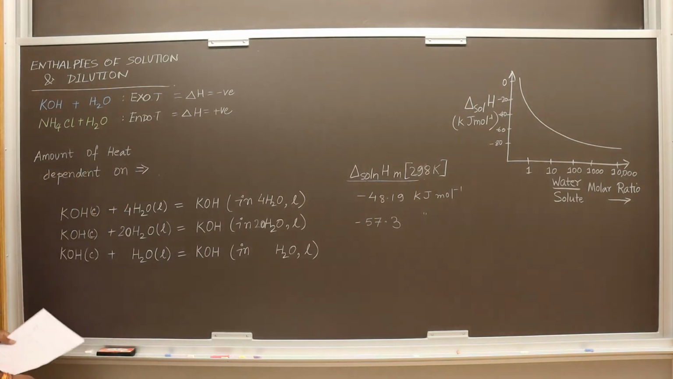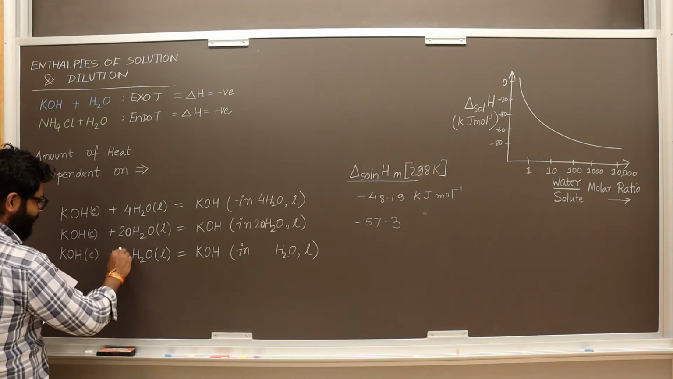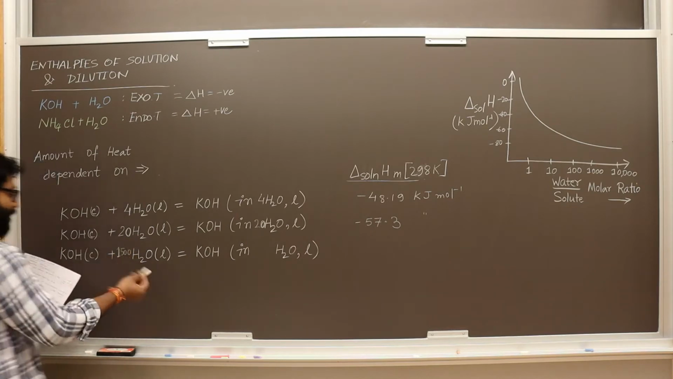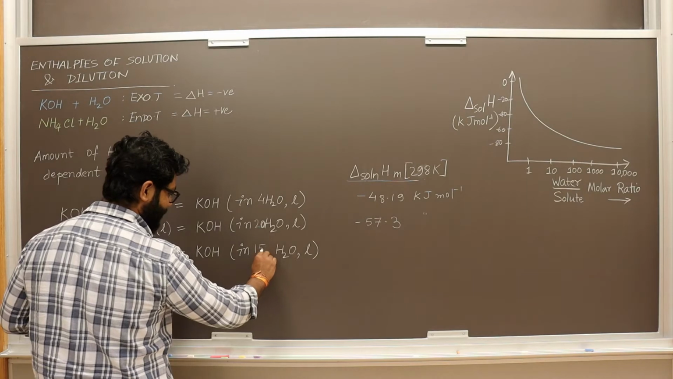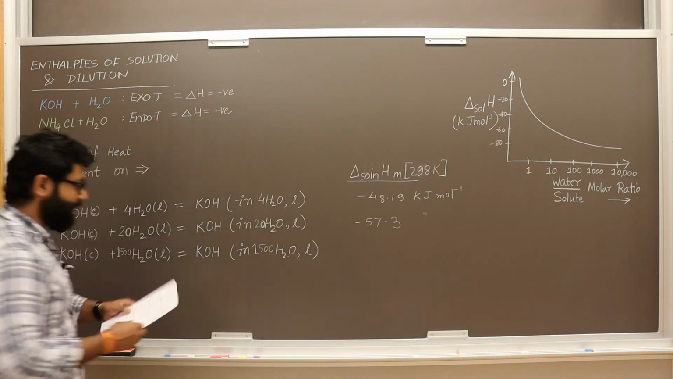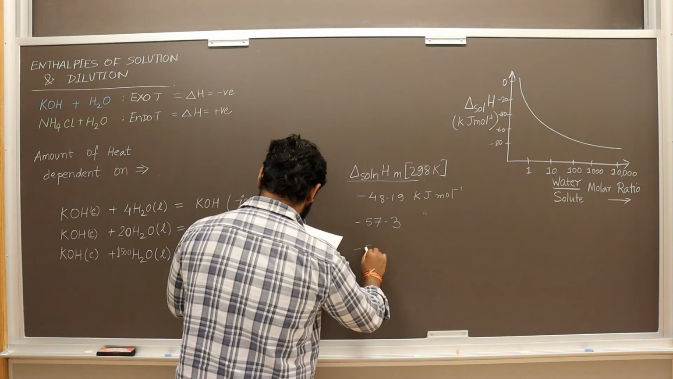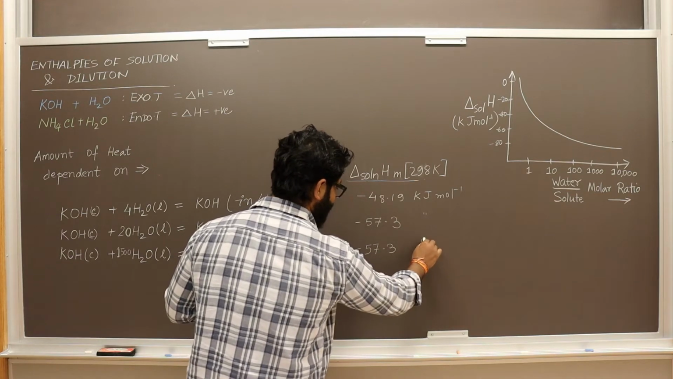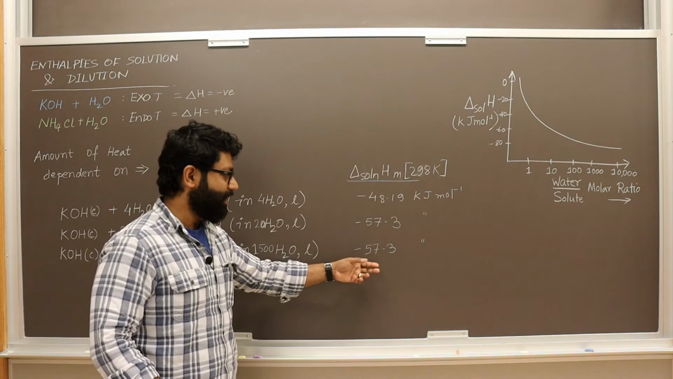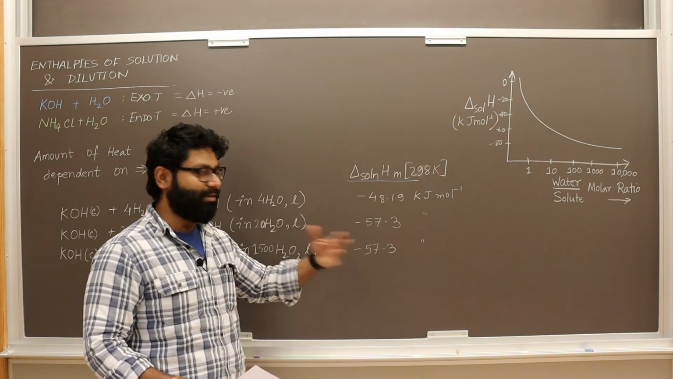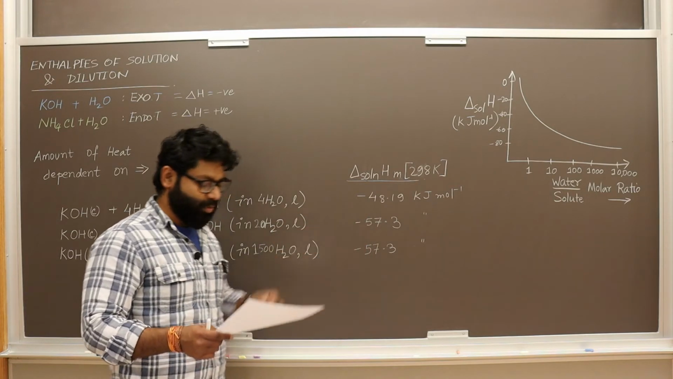Now if we have even more water, let's say 1500 moles of water, a lot of water in this case, we follow a similar fashion: we write how many moles of water we are using to dissolve potassium hydroxide, and then we calculate the heat. This turns out to be very similar, not exactly the same; it will be a little bit higher, more heat will be released, but the difference between these two numbers is not big. It's almost equal.